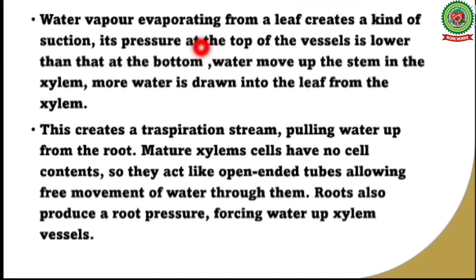Water vapor evaporating from the leaf creates a kind of suction. Its pressure at the top of the vessels is lower than at the bottom. Water moves up the stem in the xylem. More water is drawn into the leaf from the xylem. This creates a transpiration stream, pulling water up from the root. Mature xylem cells have no cell content, so they act like open-ended tubes, allowing free movement of water through them. Roots also produce a root pressure, forcing water up xylem vessels.